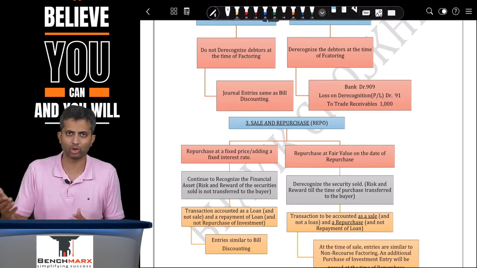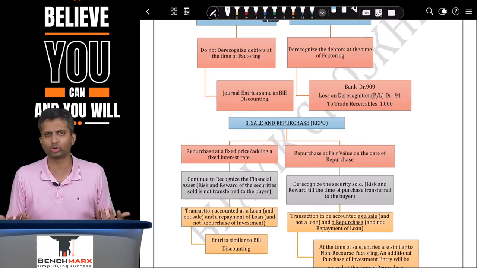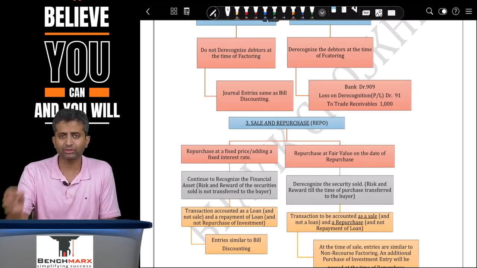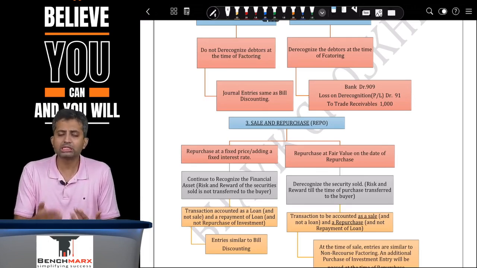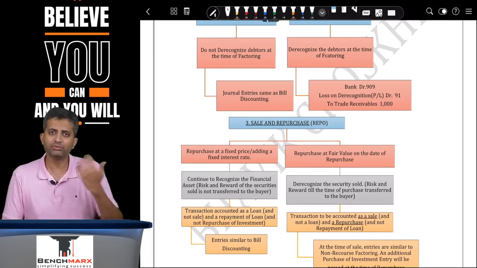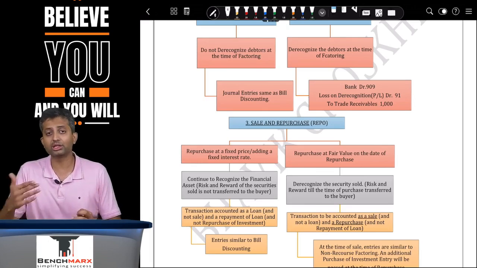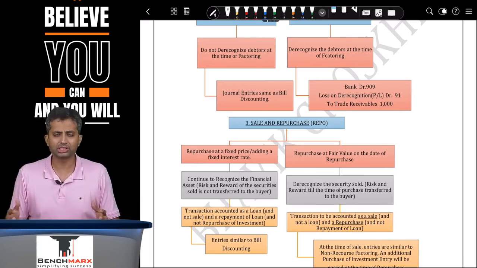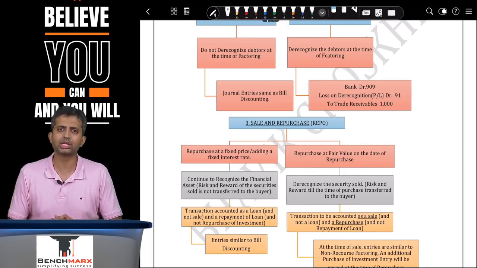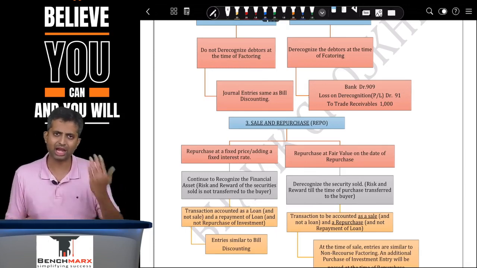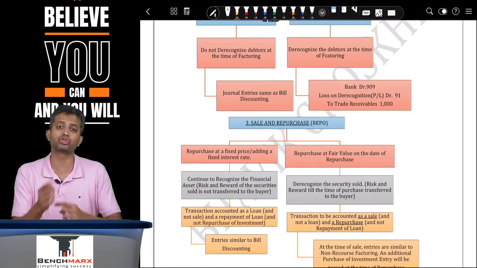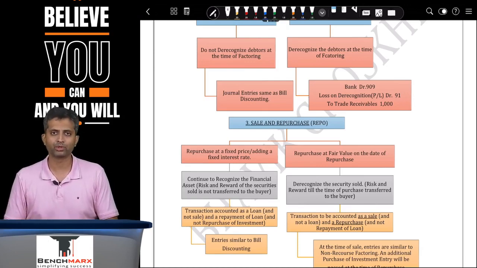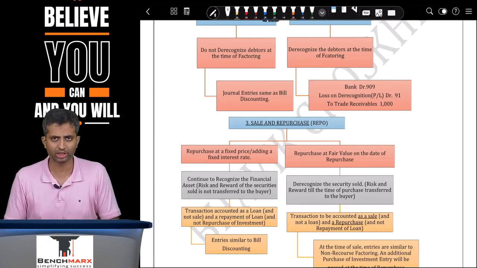There is no sale recorded, and no purchase recorded either. It is treated as a loan transaction. However, if the sale happens and the repurchase is agreed to be done at fair value, then the risk and reward in the intermediate period is actually transferred to the buyer, and as a result we will have to recognize the sale and then a separate purchase. If the repurchase happens at fair value, we recognize the sale; if the repurchase happens at a fixed price, there will be no derecognition. It is treated as a loan transaction.